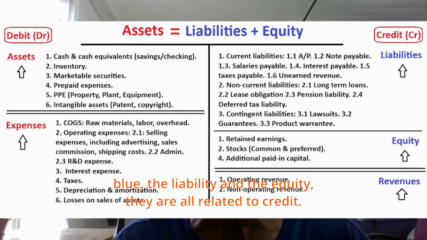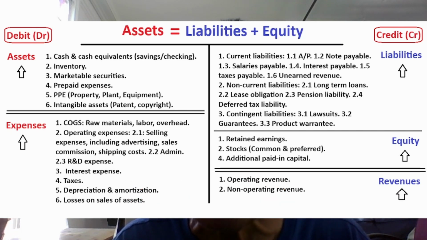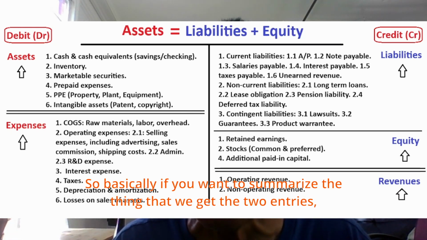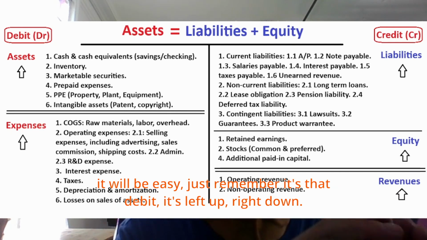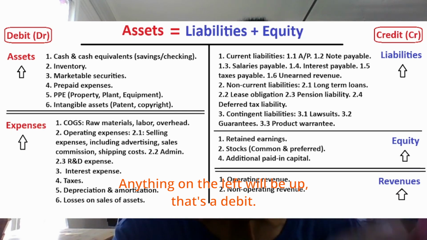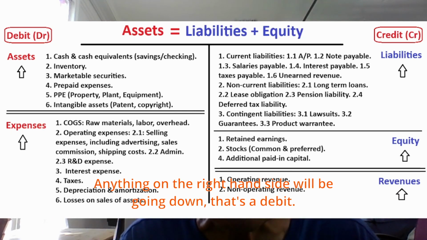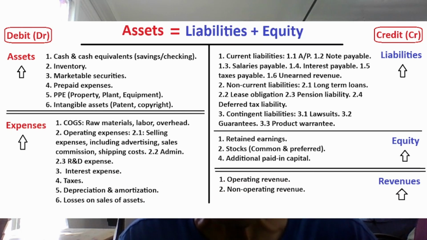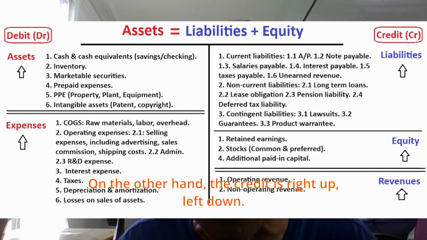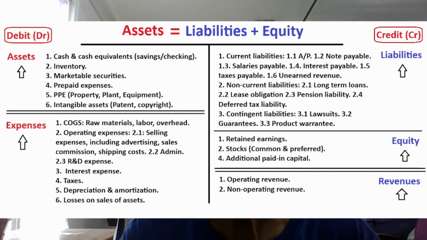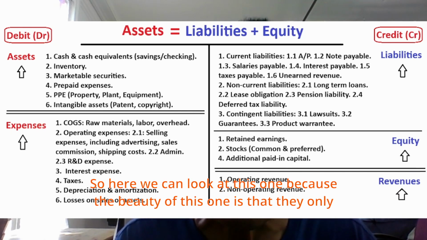On the right-hand side, the accounting equation with the blue, the liability and the equity, they are all related to credit. So if you want to summarize the two entries, an easy way to remember is that debit is left up, right down. Anything on the left will be up, that's a debit. Anything on the right-hand side will be going down, that's a debit. On the other hand, credit is right up, left down.